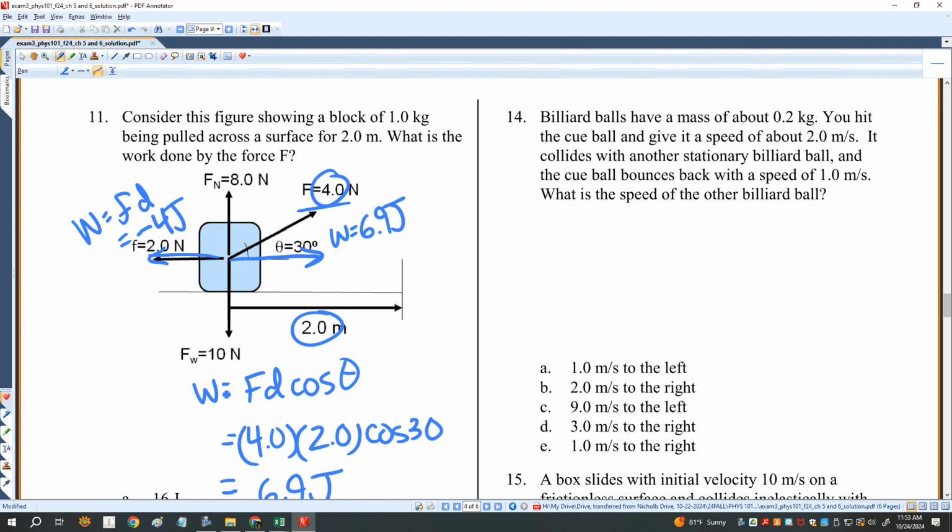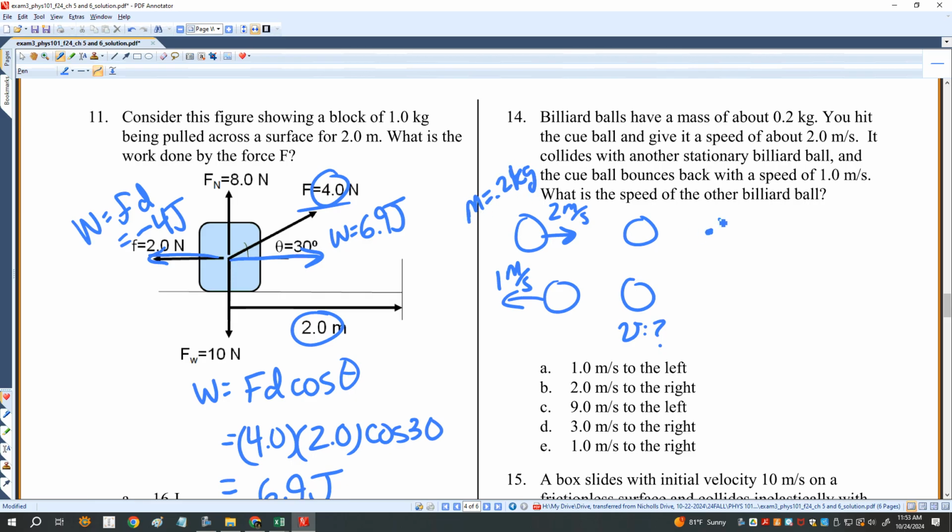All right. Billiard balls have a mass of about 0.2 kilograms. You hit the cue ball and you give it a speed of about 2 meters per second, and it collides with another stationary billiard ball. Let's just draw this. I have a billiard ball, 2 meters per second, and another one is stationary, and then the cue ball bounces back at 1 meter per second, and I want to know now what is the speed of this ball. And they all have a mass of 0.2 kilograms.